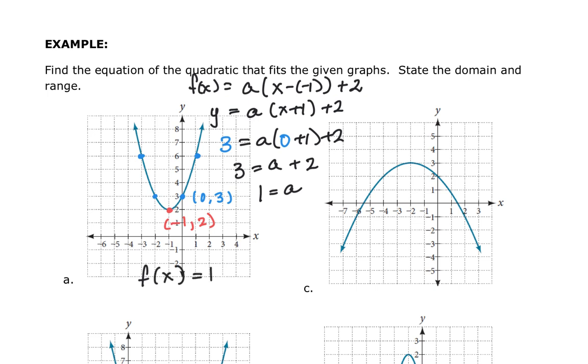So my function in function notation is f of x is equal to 1. Oh, that should be a squared right there. This should be squared. This should be squared. Is equal to 1 times (x plus 1) squared plus 2. Don't forget to square that.